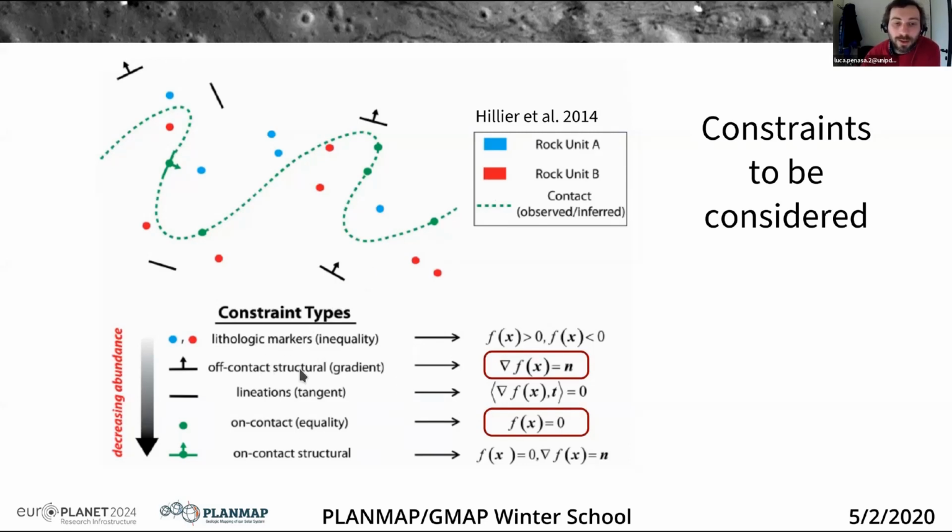So of course you can have structural gradient constraints, like saying my surface must have this orientation in that given point, or contact or equality constraints, so my function should correspond to a specific given number at that point.